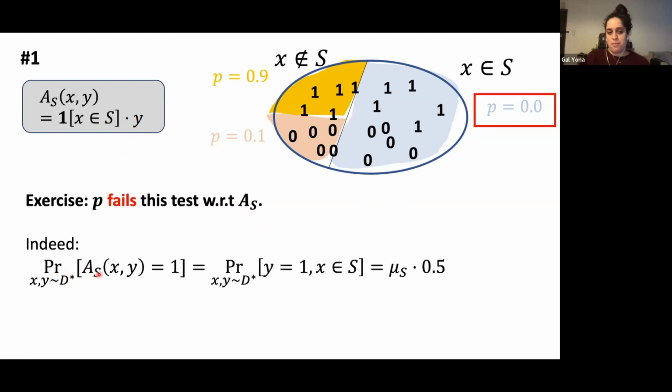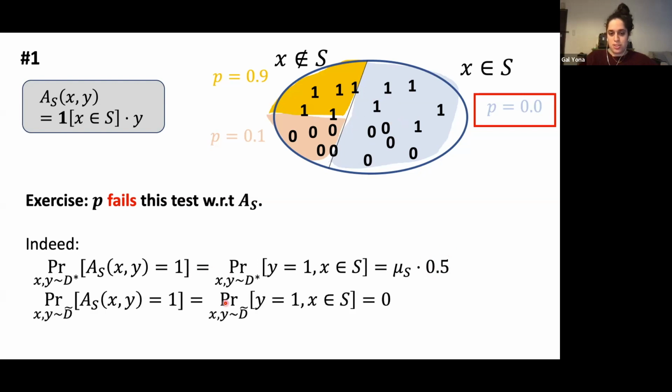I can just derive the probability that A accepts on inputs from D star. This is exactly the probability that Y is 1 and X is in S, which is the mass of S times the conditional expectation of Y in S, which in this case is a half for the real distribution. But for the model distribution, I follow the same calculation, but now I have mu of S times 0, because the conditional expectation of outcomes in S for the predictor is actually 0. So for small enough epsilon, as we'll soon see, this mu of S times a half is different from 0.